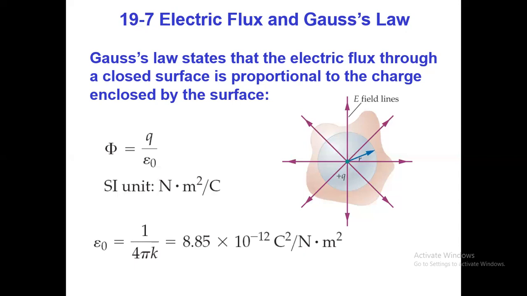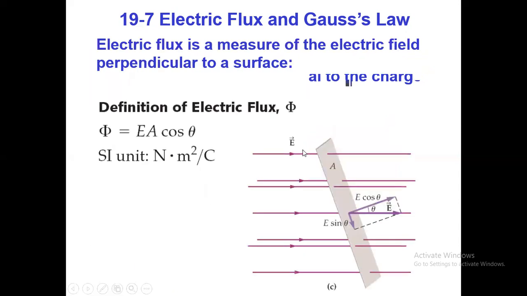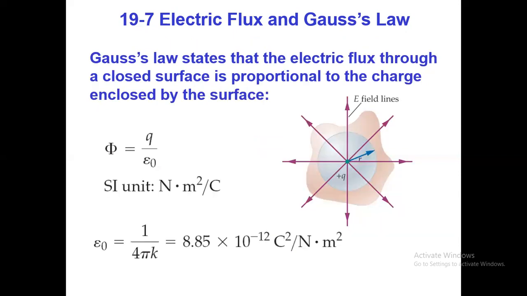That particular concept we discuss as the electric flux, phi = EA cos theta, and here phi = q upon epsilon naught. So the previous formula is the basic one, and this one is the derived concept of flux in terms of Gauss's law. So this is the SI unit.